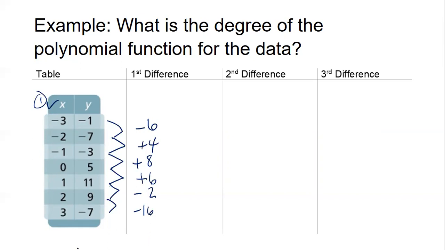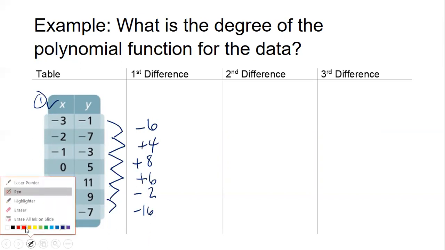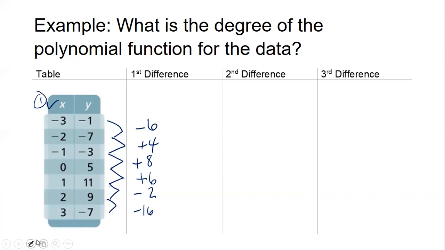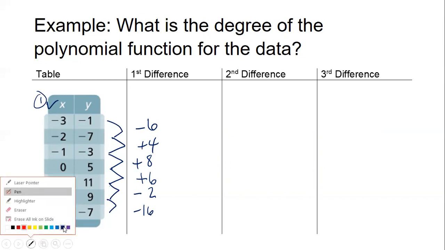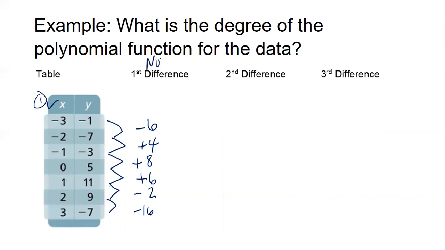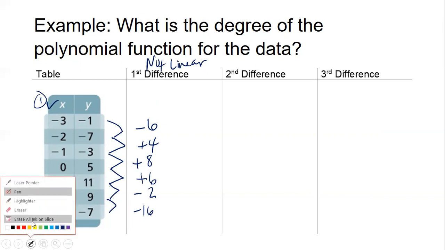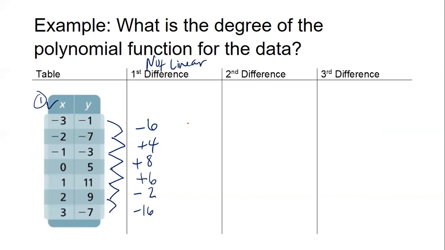Are these the same values? No. So we know that because this didn't work out, it is not linear. It is not a degree of 1. So let's see what happened on the second difference. So taking these and finding their difference.